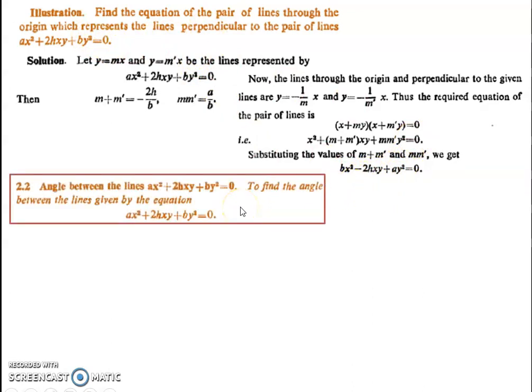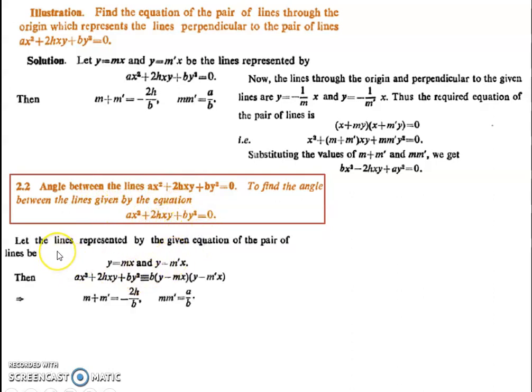This is another article: angle between the lines, pair of lines in homogeneous form. To find the angle between the lines given by the equation ax square plus 2hxy plus by square.